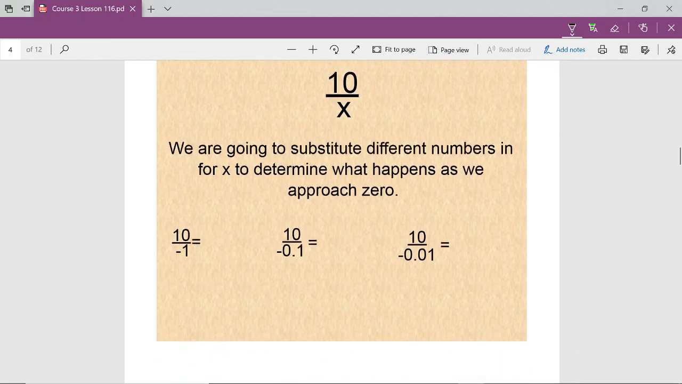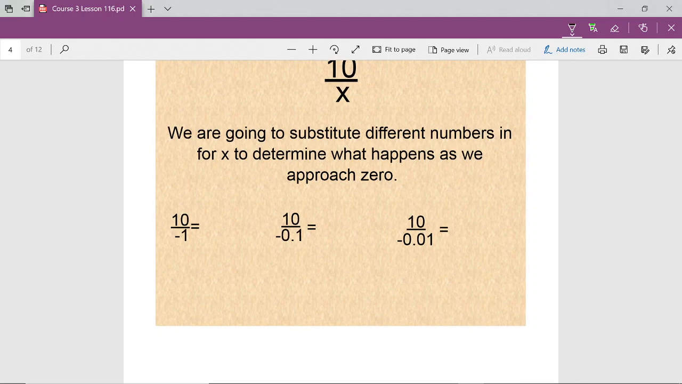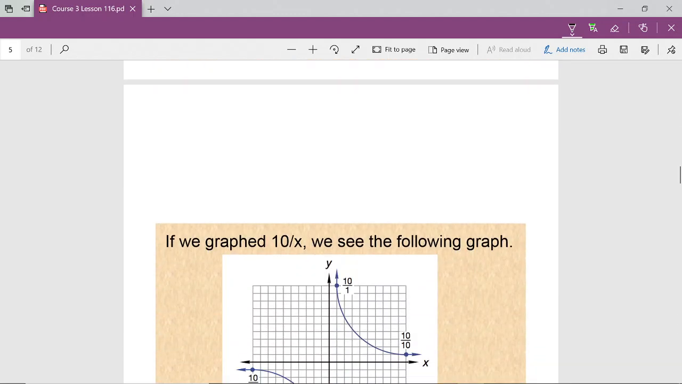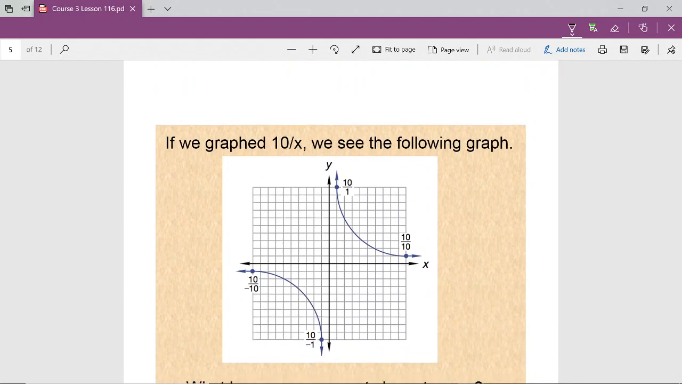Well, what if I divide by a negative? So like -1. Well, here we get -10, then we get -100, and -1,000, and the next one would be -10,000, -100,000, -1,000,000, and so on and so forth. So as I get closer and closer to 0 again, but with negatives, I get further and further away into the negative infinities. What this looks like on a graph is something like this.